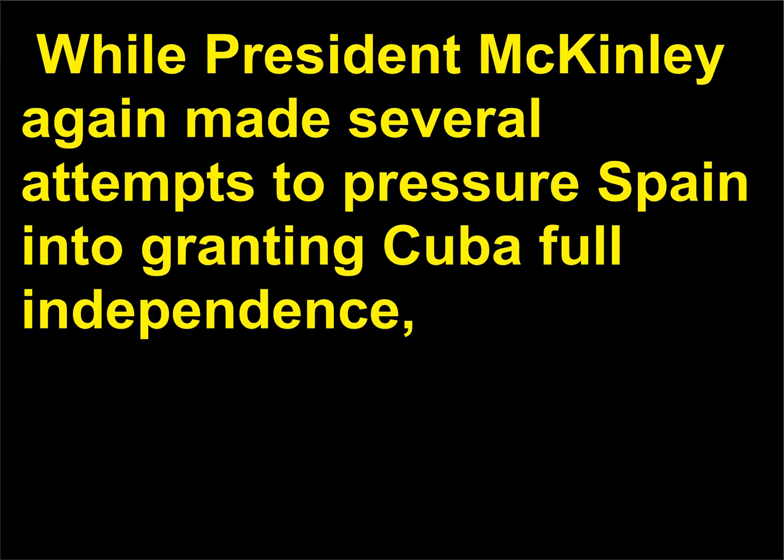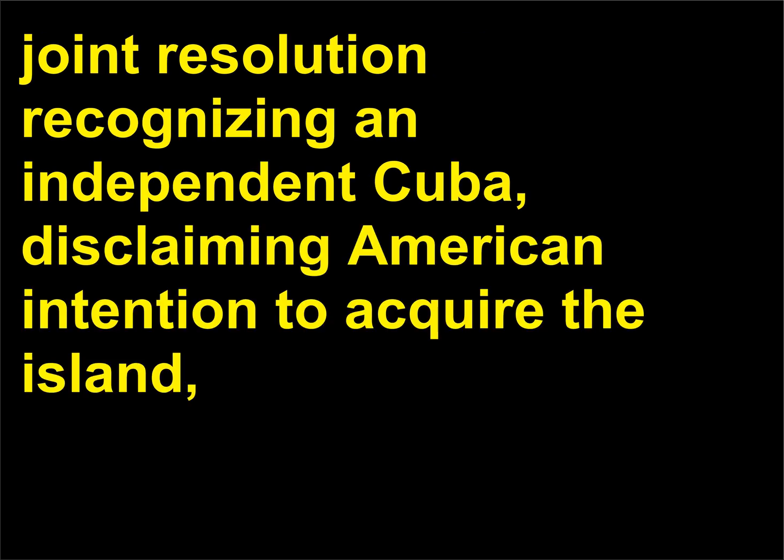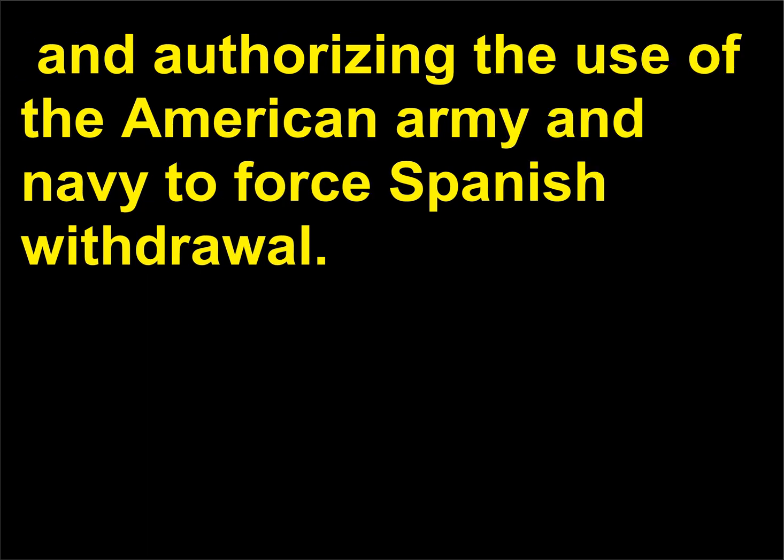While President McKinley again made several attempts to pressure Spain into granting Cuba full independence, it was to no avail. Nevertheless, on April 19, the U.S. Congress passed a joint resolution recognizing an independent Cuba, disclaiming American intention to acquire the island, and authorizing the use of the American Army and Navy to force Spanish withdrawal.